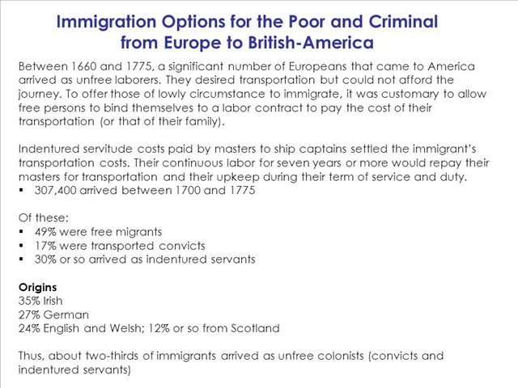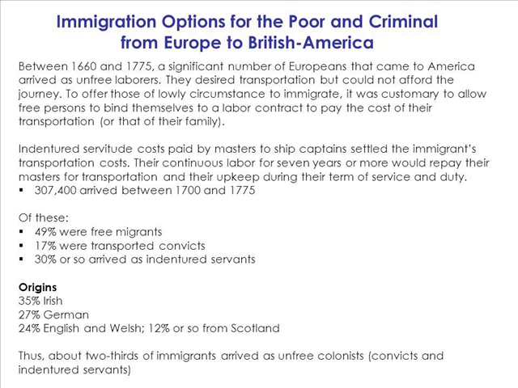Indentured servant costs paid by the master to ship captains settled the immigrants' transportation costs. Their continuous labor for 7 years or more would repay their masters for transportation and their upkeep during their term of service and duty. Approximately 307,400 arrived between 1700 and 1775. And of these I've given you a basic breakdown. About half were free immigrants. About 17% were transported convicts from Britain. 30% or so arrived as indentured servants.